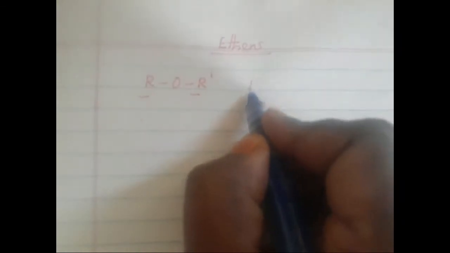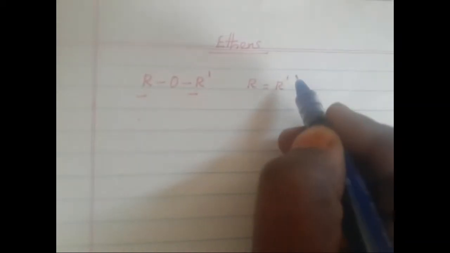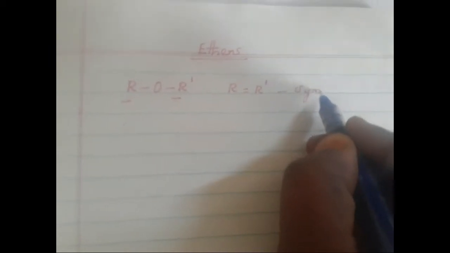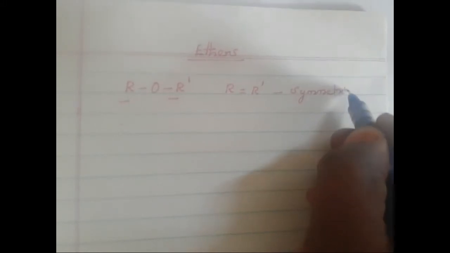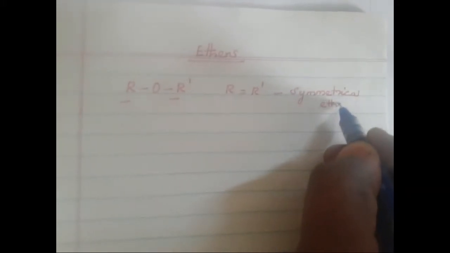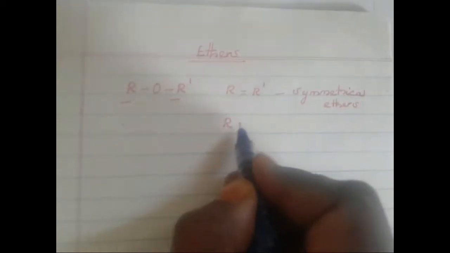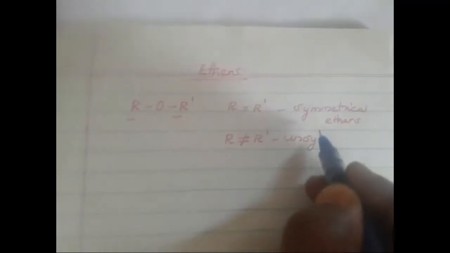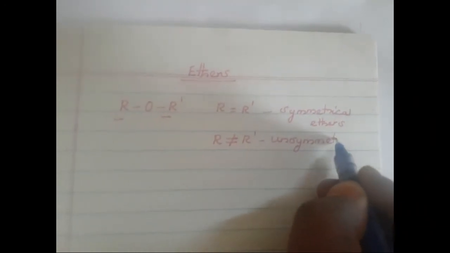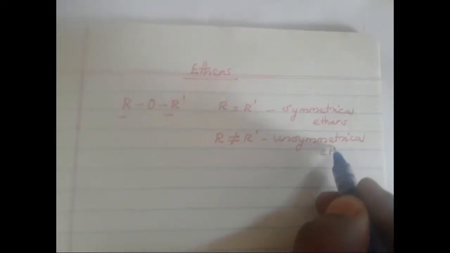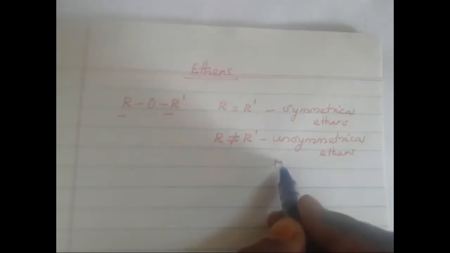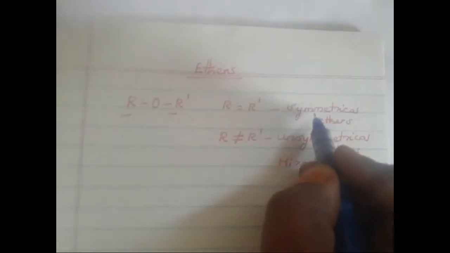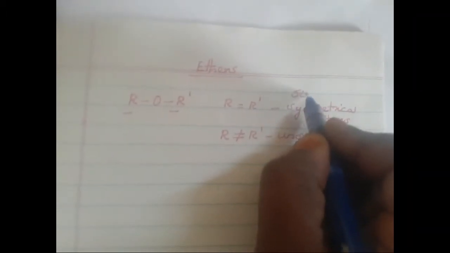So, when R is equal to R', we can call these kinds of ethers symmetrical ethers. Same way, when R is not equal to R', then those ethers are called unsymmetrical ethers. This may also be called mixed ethers. The other name for symmetrical ether is simple ethers.